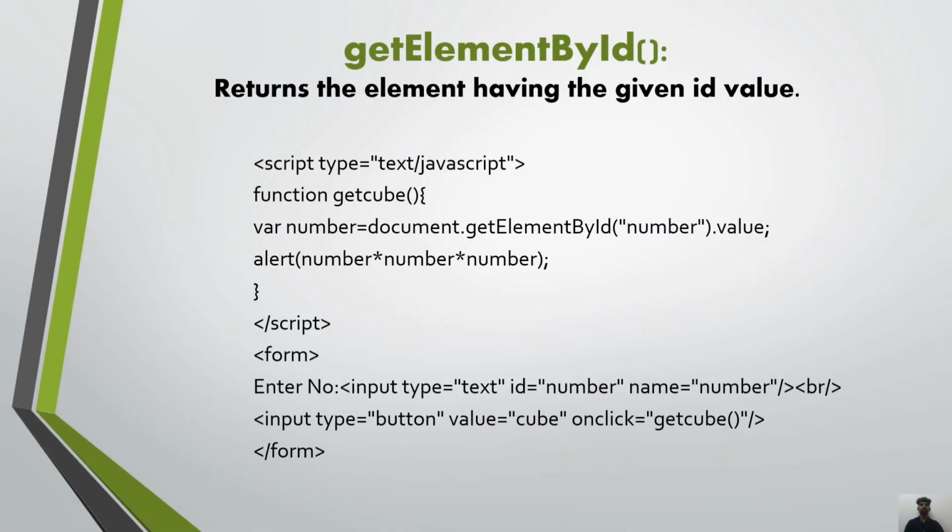Next, now the method object types. First one, getElementById. It returns the element having the given id value. Below is the example for getElementById. Create an HTML document and a scripting section.